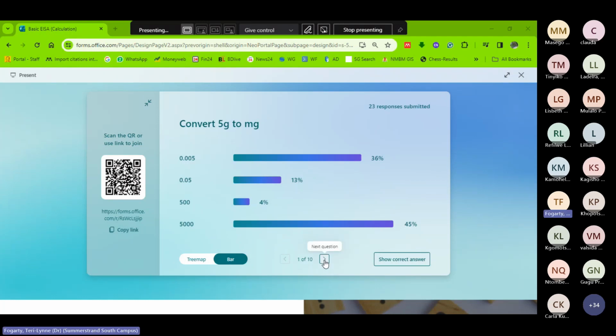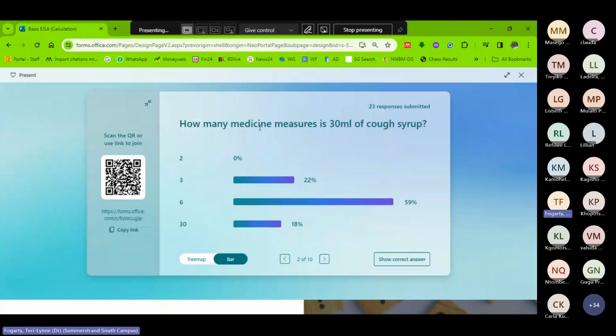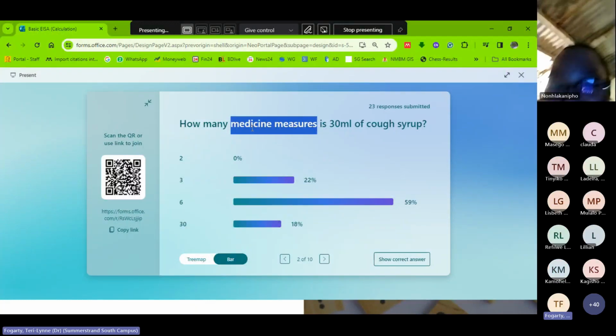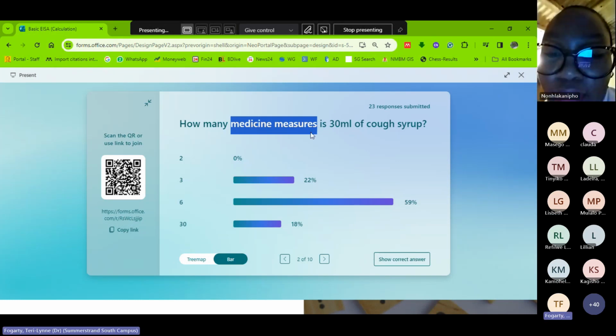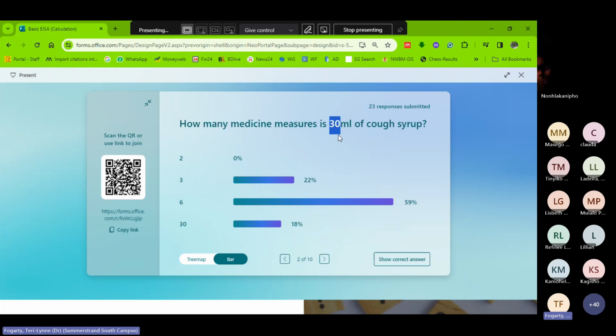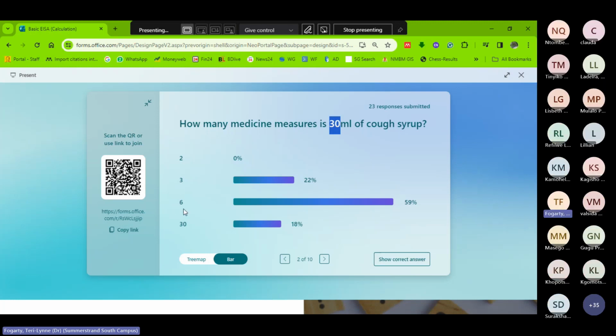Okay, here's the second question. How many medicine measures is 30 ml of cough syrup? So for this question, you need to know how much is a normal medicine measure. A normal medicine measure is 5 milliliters. And so to work this out, you have to say 30 divided by 5, and the answer then is 6.